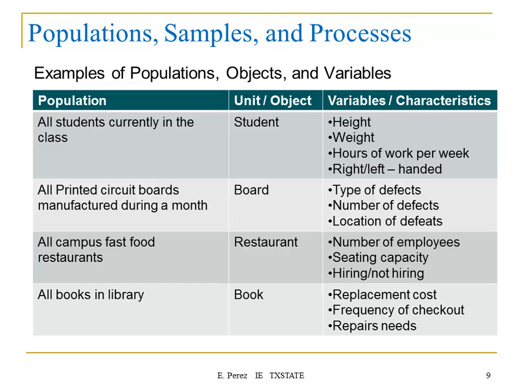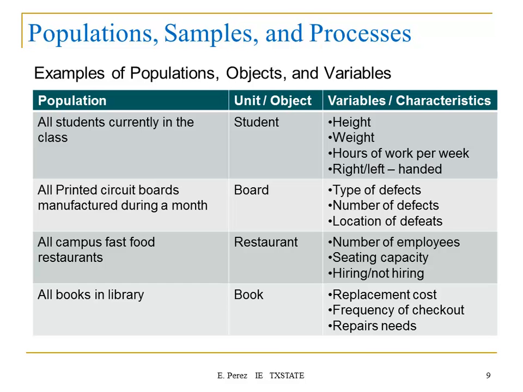So, examples of population, objects and variables. For example, this is the example that I just used. All students currently in this particular class; a unit will be only one student. Variables can be the height, the weight, hours of work per week. You are left-handed or right-handed. That can also be characteristics or variables of each unit.